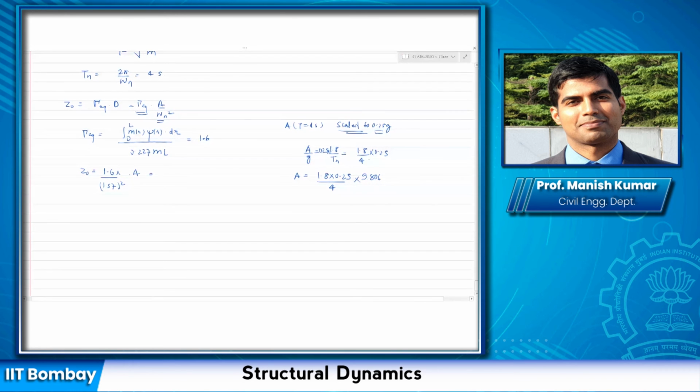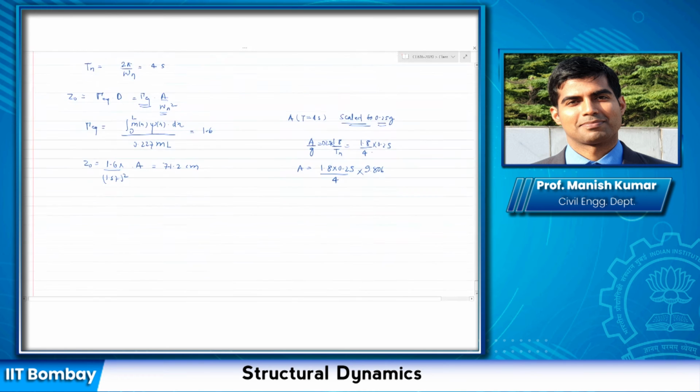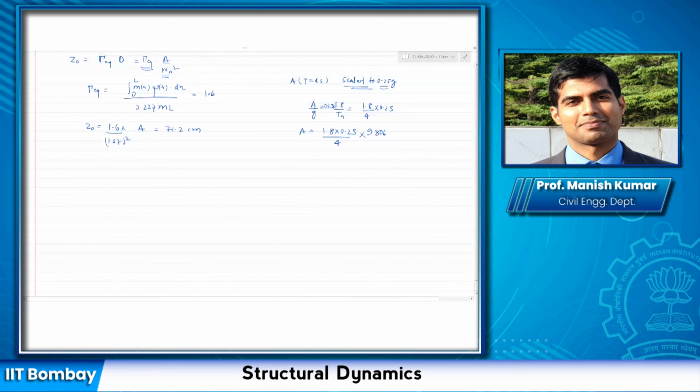centimeters. Once the peak generalized displacement is known, I can find the actual deformation, which is a function of x. So the actual peak deformation u0 of x, all I need to do is multiply the shape function with the peak generalized displacement. The shape function is cos pi x by 12 times, let me write it here on this side.